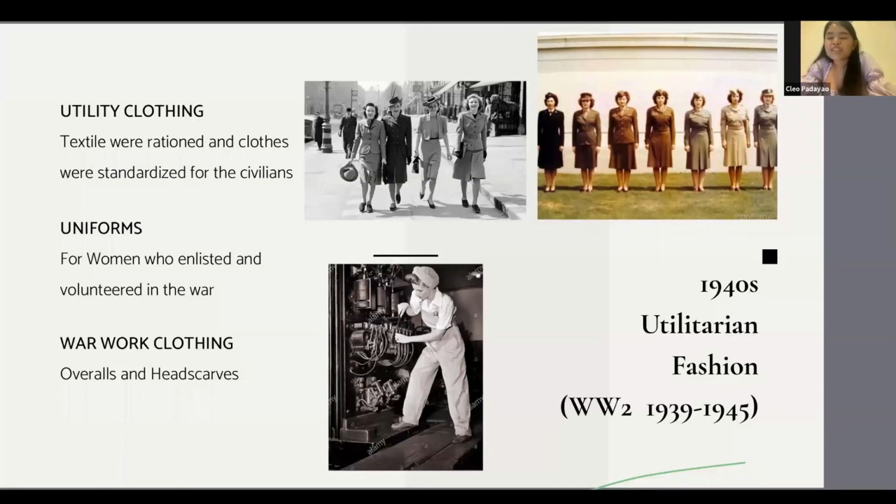And then second is uniforms for those women who enlisted and volunteered during the war. So again, unlike World War I, some women did also fight in the war. And then third is war work clothing. With most of the men gone for war, who were left to work in the factories or shipyards? These were the women. And they needed something practical for working. So that's why this was the first time overalls were introduced and headscarves were used to protect their hair from getting caught in the heavy machinery.